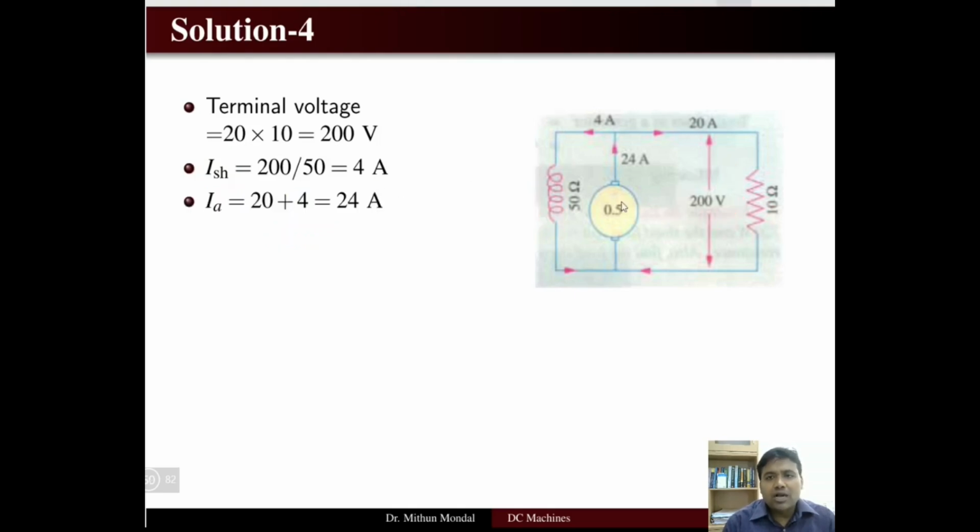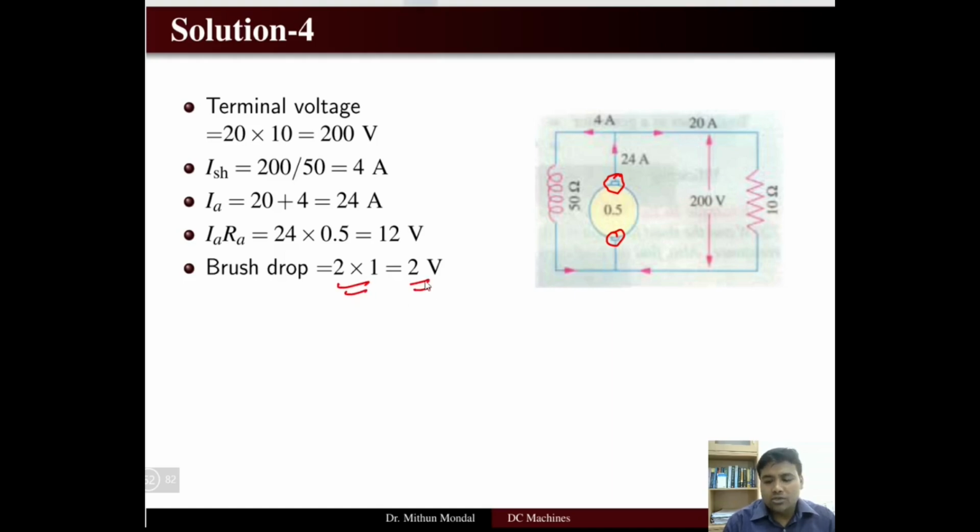Now you can compute the armature current applying the KCL equation. So armature current is the sum of the shunt current and the load current. So the load current is 20 ampere and 4 ampere is the shunt current. So you will get 24 ampere as the current flowing from the armature. Now the voltage drop across the armature is Ia Ra. So the current you have computed as 24 ampere and the resistance of the armature is 0.5 ohms. So you'll get 12 volt as the drop across the armature. And in addition, there are two brushes in the armature, so that will give you 2 into 1 volt brush drop, that is 2 volt as the total brush drop.